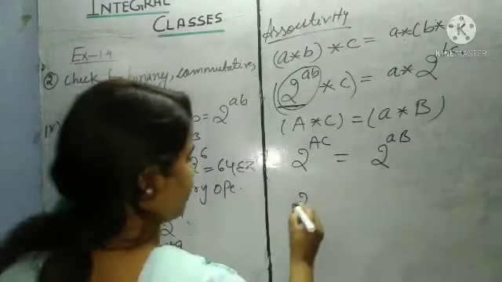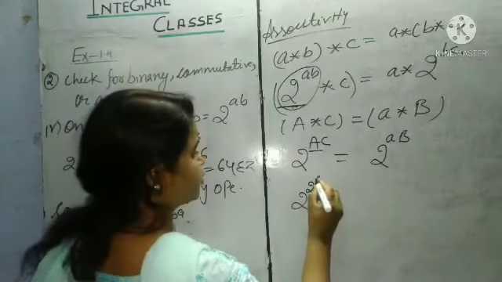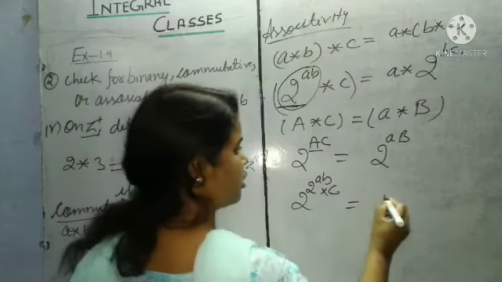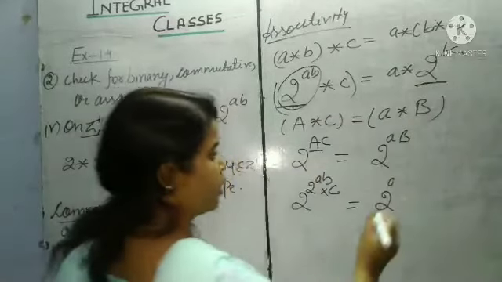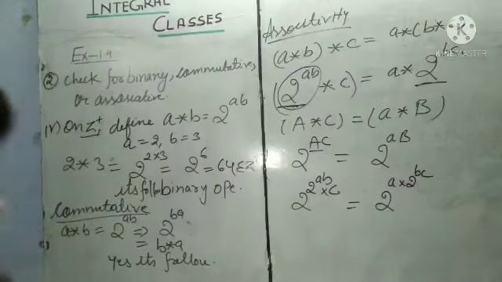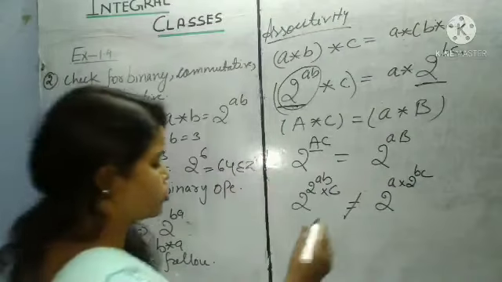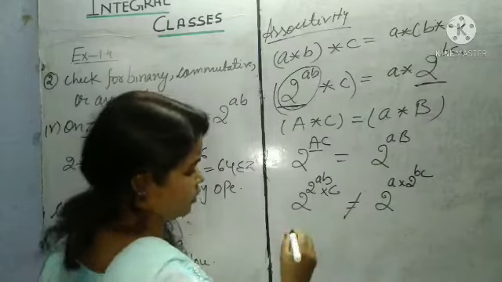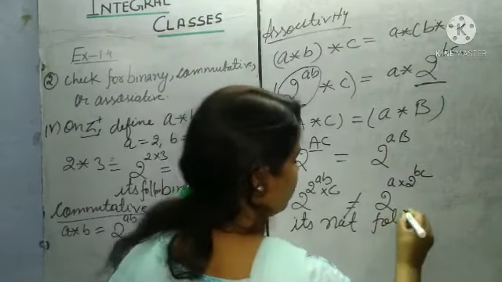Now we will put the value of capital A. Capital A equals what? 2 exponent AB into C, and capital B equals what? 2 exponent BC. As we observe here, are these equal or not? These are not equal. So it does not follow associativity.